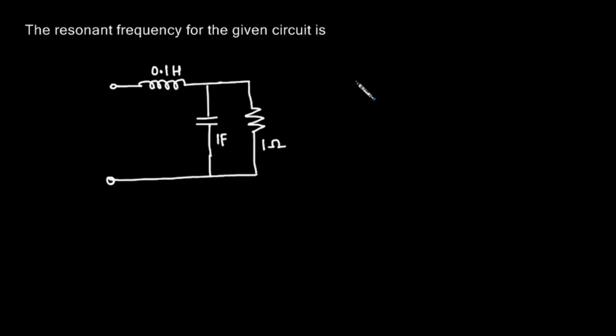In this question we are asked to find out what is the resonant frequency of the given circuit. So we have a circuit which consists of R, L and C, and we have to find out its resonant frequency. How can we accomplish it?